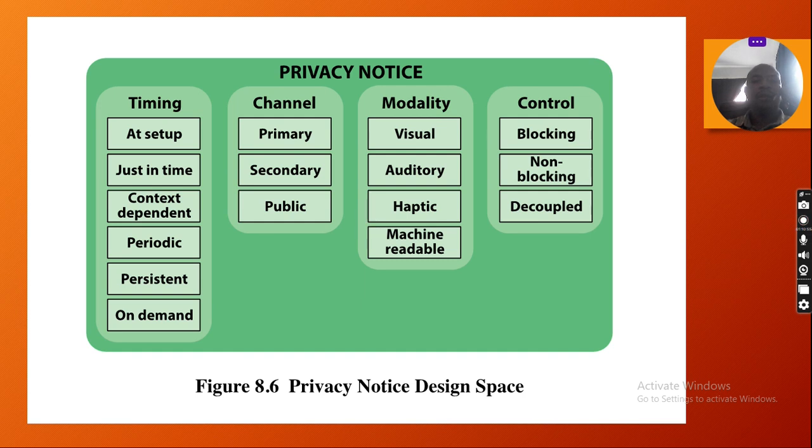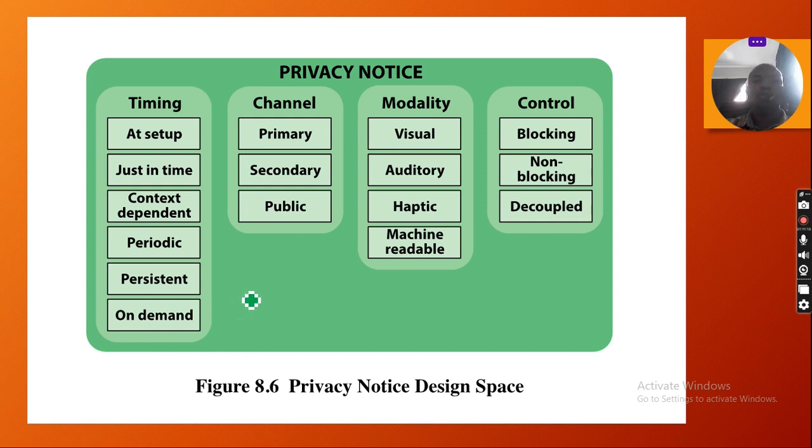Now let's take a look at figure 8.6, which is the privacy notice design space. Here we have the timing. We have the timing at setup, just in time, context dependent, periodic, persistent, and on demand. These are all timings that organizations should state, after they've collected your data, regarding how they use your PII data based on time.